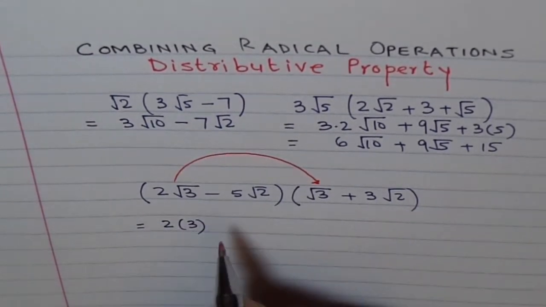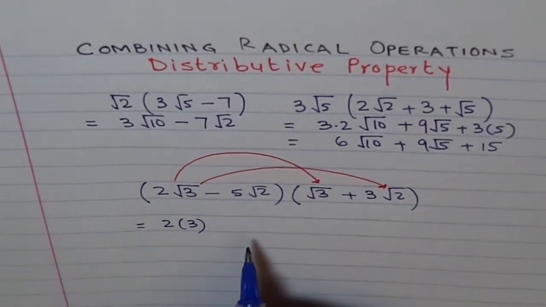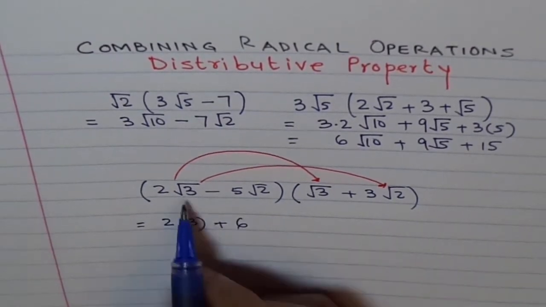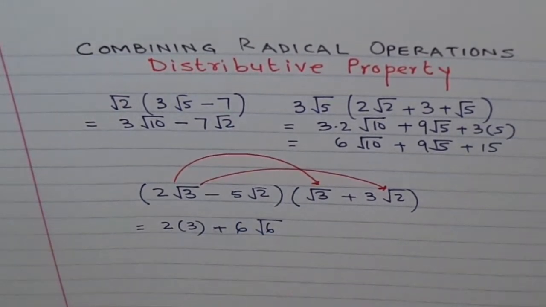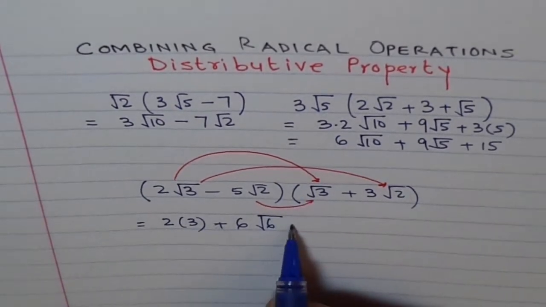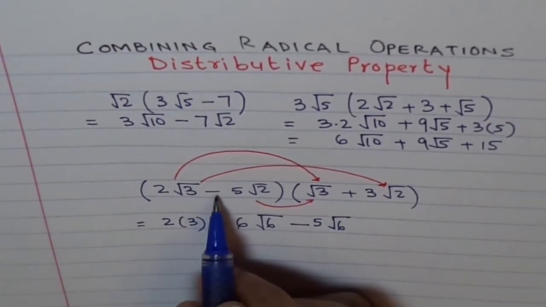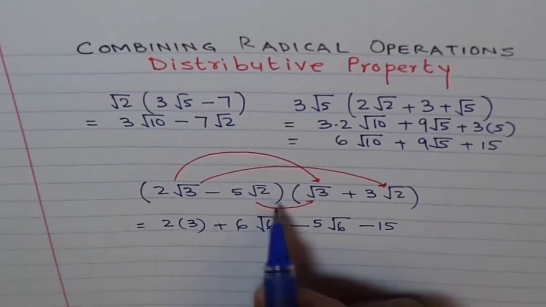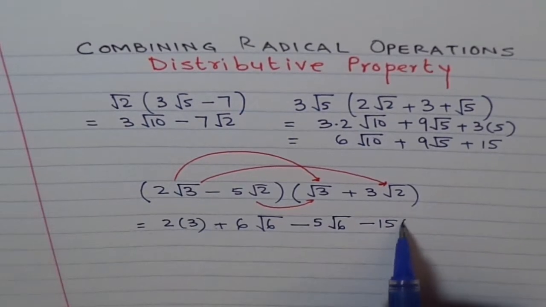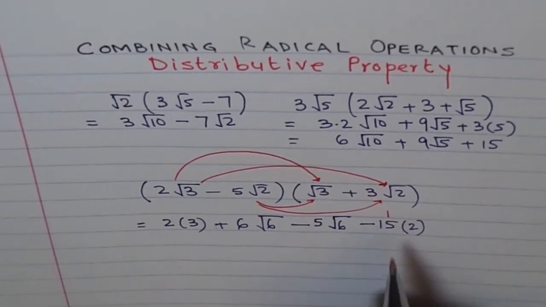Now when you multiply this with the second term, what do you get? 3 times 2, 6, sign is plus, and square root 3 times square root 2 is square root 6. Now let's do this with this. Here minus times plus is minus 5 square root 6, and then minus times plus is minus 5 times 3 is 15, and within the radical we have square root 2 times square root 2, which is number 2, correct? So when you multiply this with this, you get this.